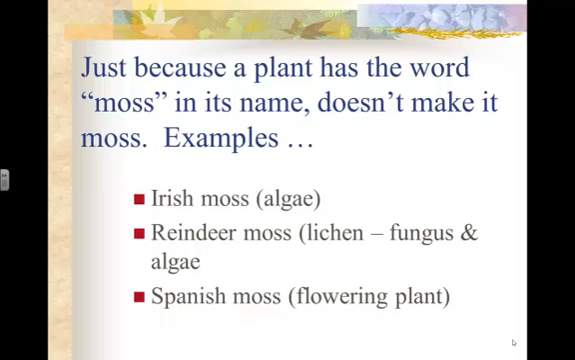Now, just because a plant has the word moss in its name, it is not always moss. And I'm not sure why they gave it the name, but it's not moss, so it does not belong in the division Bryophyta. 3 examples. Irish moss is an algae. Reindeer moss is lichen and a fungus. Lichen, which is a fungus and an algae. And then Spanish moss, which probably most of you are familiar with if you've ever been down in Savannah and those areas. It's a flowering plant, so it belongs with the vascular that produces seeds.